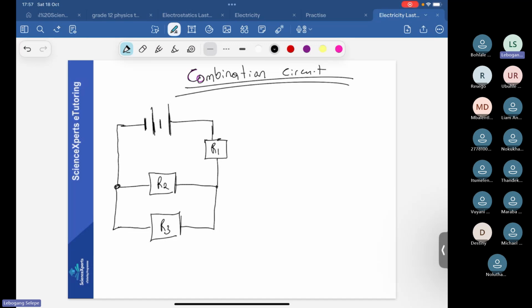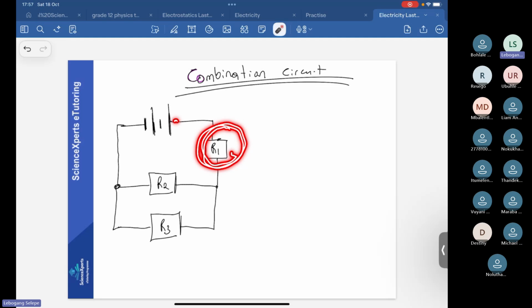Why do we say that this is a combination circuit? This resistor here is in series with the battery, but these two are in parallel with the battery. So that makes it a combination circuit.